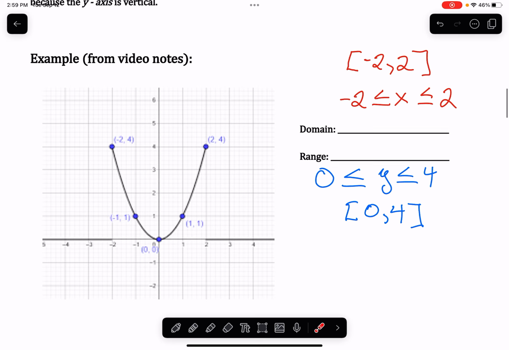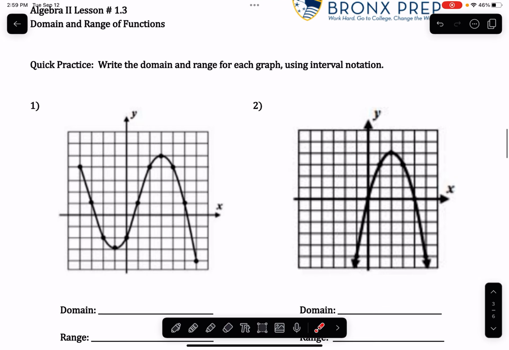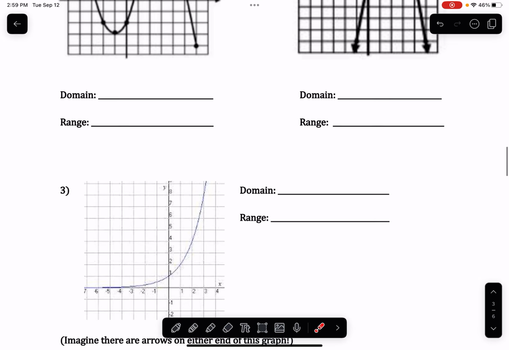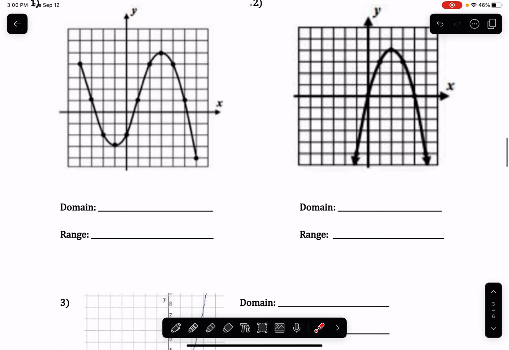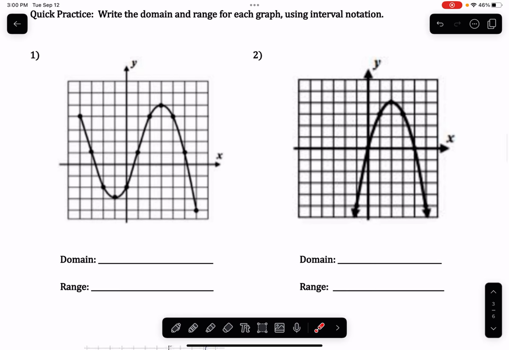There is one other thing I want to share, and that is a situation like number 2 here, where we have arrows going down. When you have arrows, the assumption is that the function keeps going infinitely in both of these directions. And so the way that we express that is by using infinity.